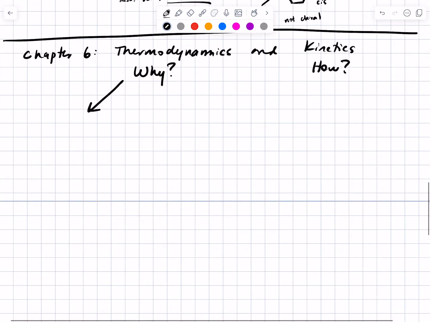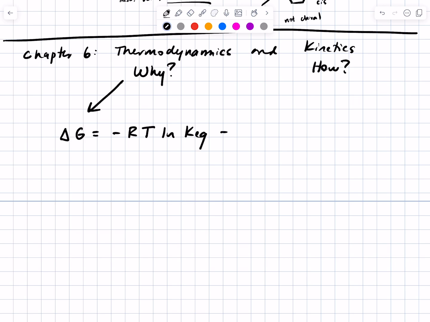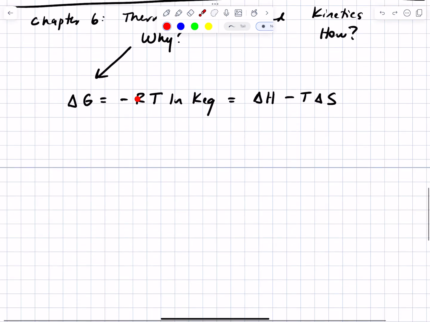The why behind reactions happening is all contained in what I'm about to write here. And you swore in your wrath that you would never, ever look at that equation again, and yet here it is. Whether a reaction can happen depends on whether the free energy change associated with that reaction is favorable or not. That free energy change is related to the equilibrium constant through this equation. And if you know the gas constant, the temperature, and the equilibrium constant, then you can say what the delta G is.